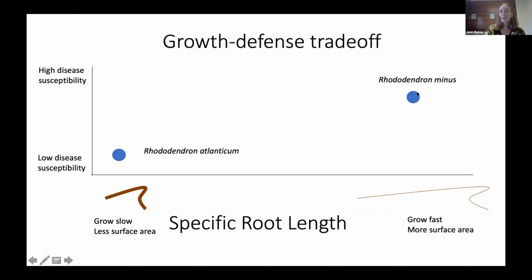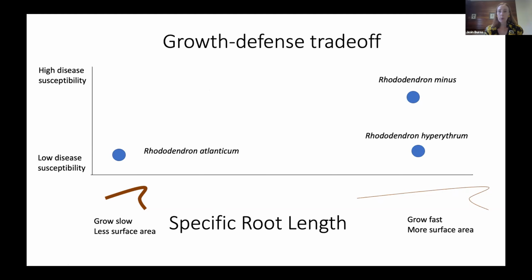And alternatively, Rhododendron minus is amongst our most disease susceptible of the 14 species we sampled, and it has a very high specific root length, consistent with that trade-off hypothesis. But I do want to point out that not every species perfectly fits this prediction. For example, Rhododendron hyperythrum has very high specific root length, or at least did in our experiment, and also had very low disease susceptibility, suggesting that specific root length, unsurprisingly, is not capturing all of that trade-off allocation space.